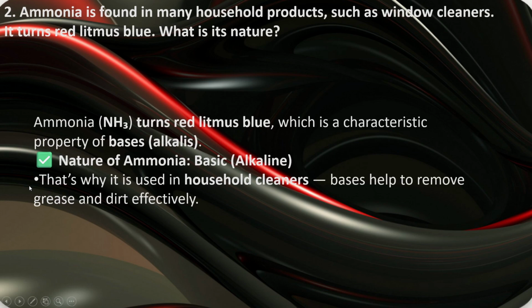Second question: ammonia is found in many household products such as window cleaners. It turns red litmus blue. What is its nature? Ammonia, NH3, turns red litmus blue, which is a characteristic property of bases, or alkalis. The nature of ammonia is basic, alkaline. That's why it is used in household cleaners.